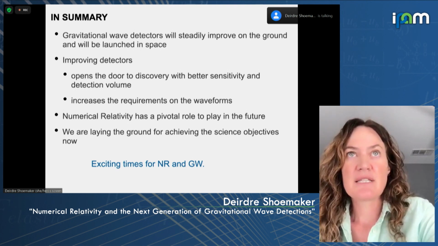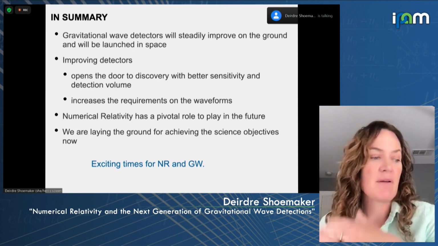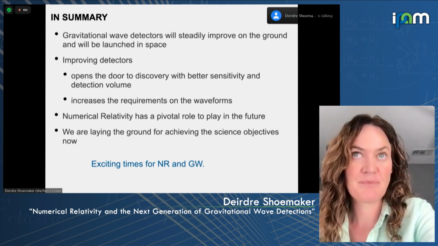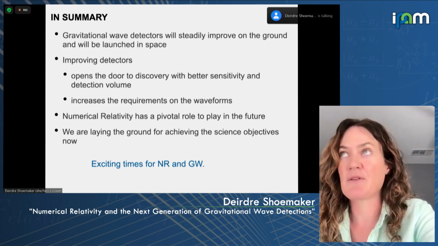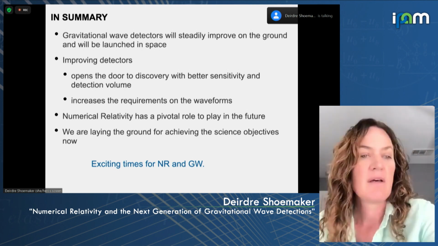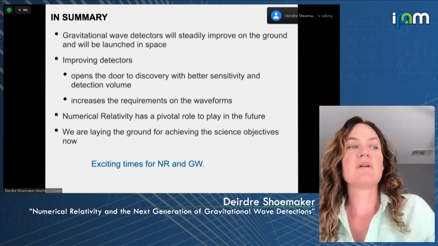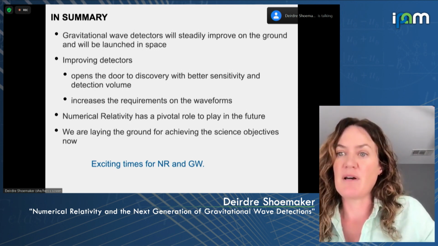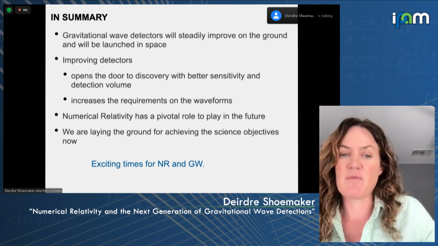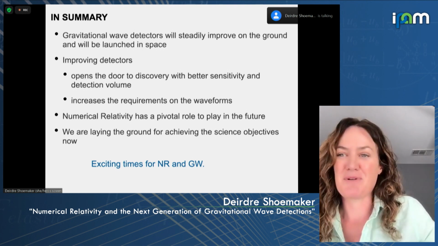So the detectors are going to continue improving, and that opens the door to discovery with both better sensitivity and better detection volume, because you can just get out further and further in our space. So this is going to increase the requirements on the waveforms on all fronts: post-Newtonian, numerical relativity, the people who model, etc. So I think even in just the binary black hole world, we still have an important role to play, and we're not done. We have to not only explore the parameter space, but improve the codes so that everything's faster and more efficient. And all this is happening right now, even though it sounds like everything's pretty far in the future.